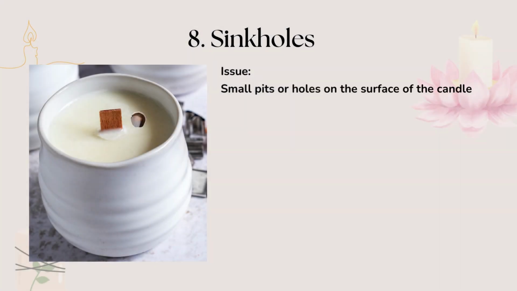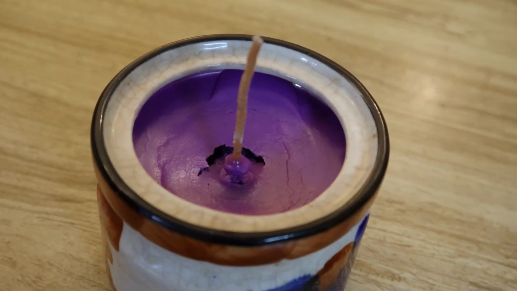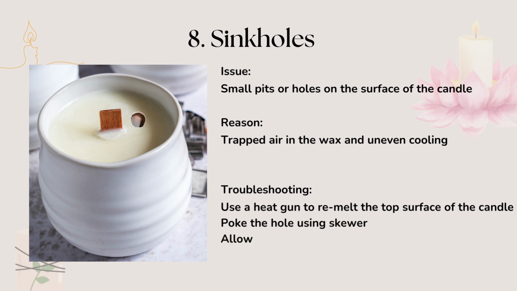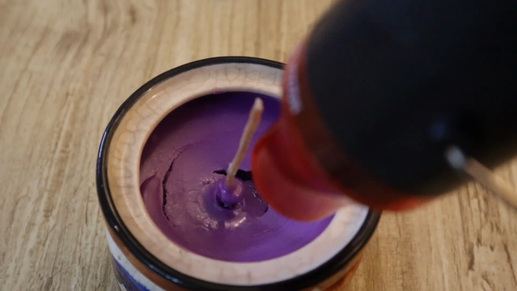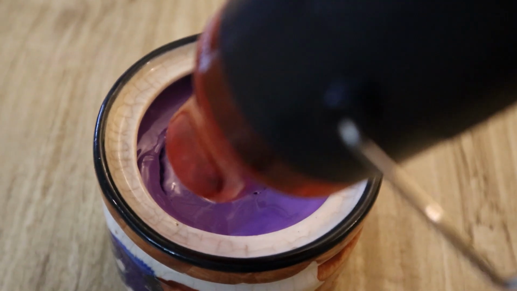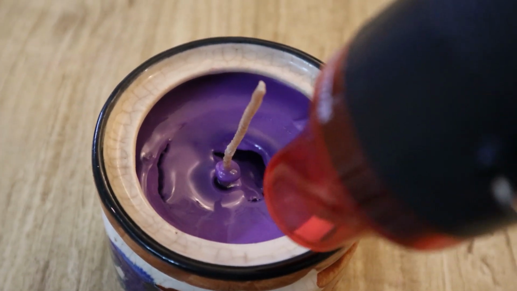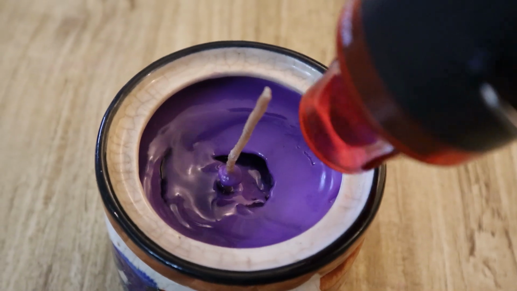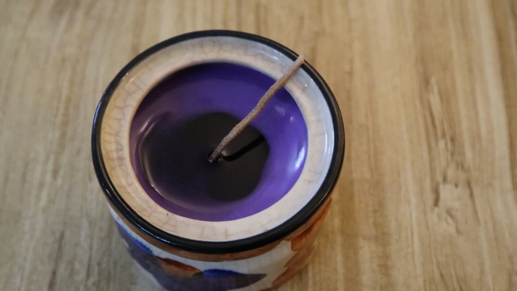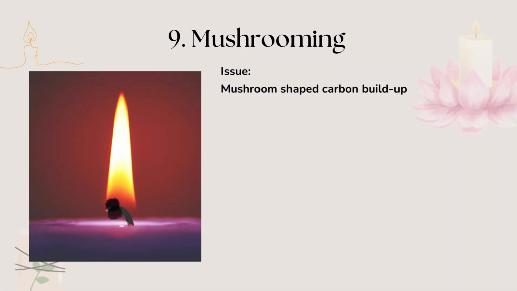A small pit or hole on the surface of the candle is called a sinkhole. It happens when air gets trapped in the wax and uneven cooling of the candle results in sinkholes. Use a heat gun to melt the top surface of the candle. Poke the sinkholes using a skewer or any pointed object so that the hole gets filled with the melted wax. Allow the candle to cool at a steady temperature.